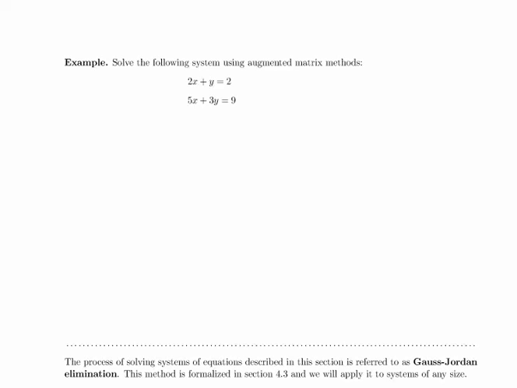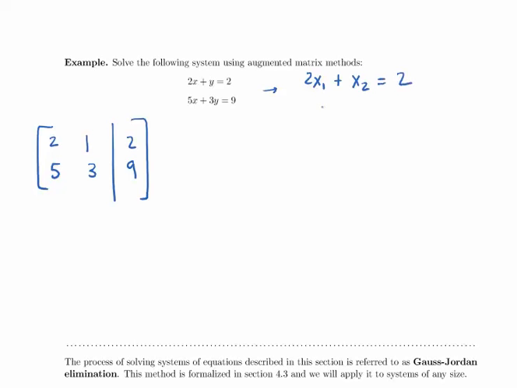Okay, so if we're going to write this as an augmented matrix, it would be 2, 1, and 2 is the constant to go past the vertical bar, and then 5, 3, and 9. Note your homework has systems like this written in a really similar way, but instead of x and y, they have x1 and x2, and this is the same. This is like solving the same thing. So just a note if you see that in your homework.